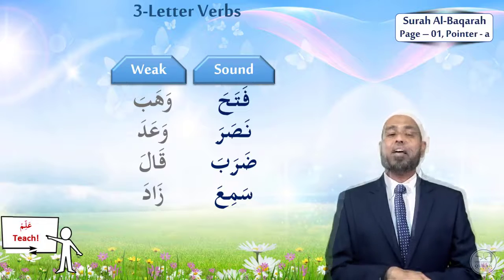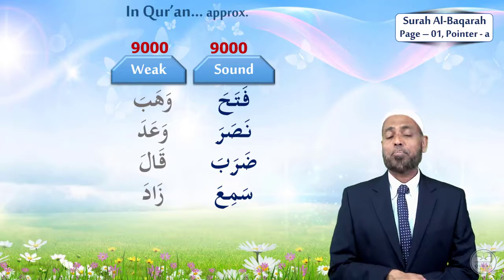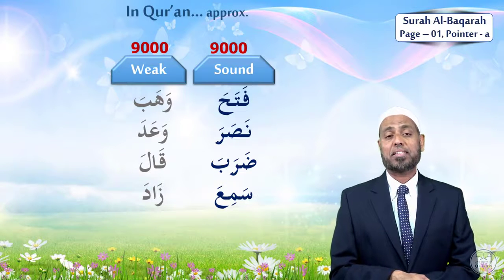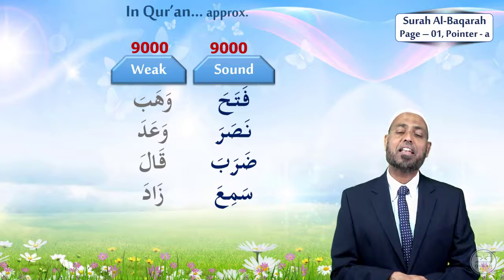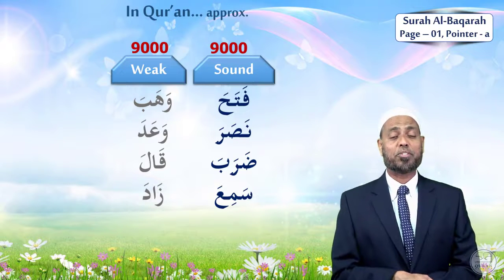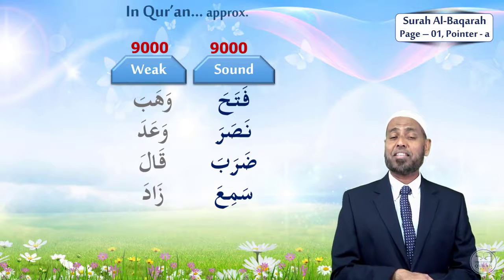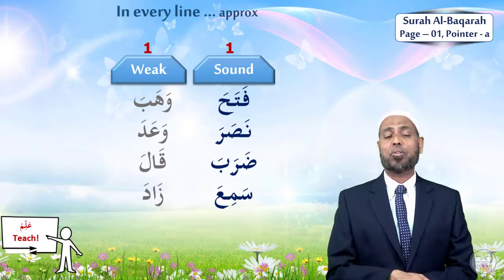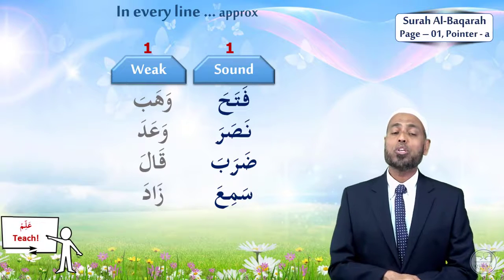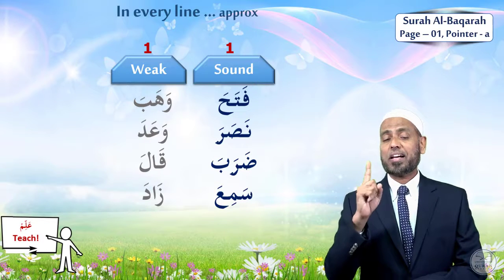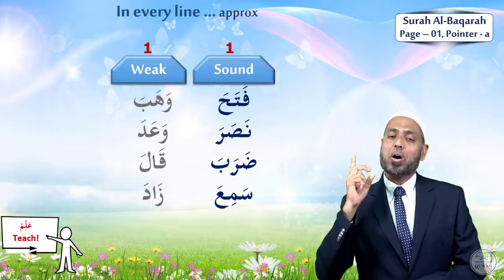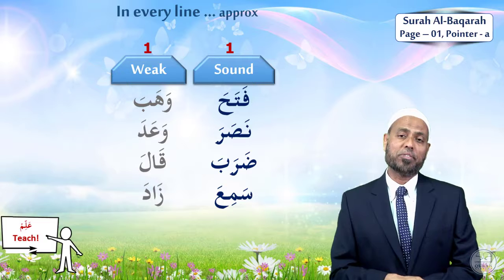Alim, in Quran, there are approximately 9,000 sound verbs and 9,000 weak verbs. Subhanallah. That means in every line of the Quran, approximately, you will come across 1 sound verb and 1 weak verb.